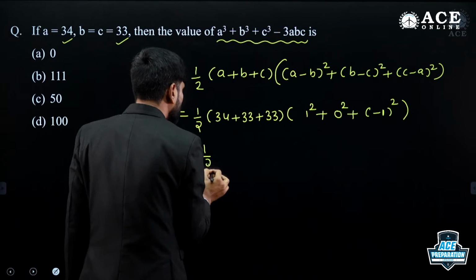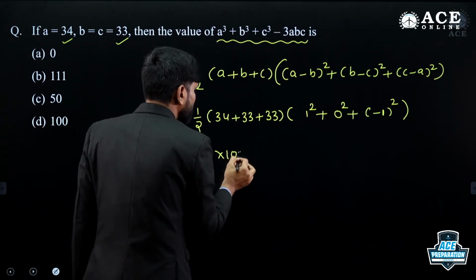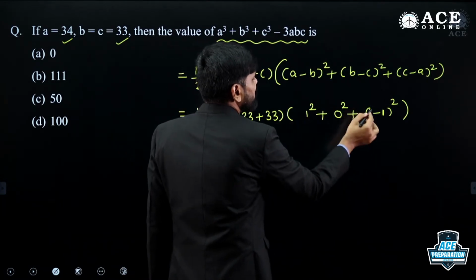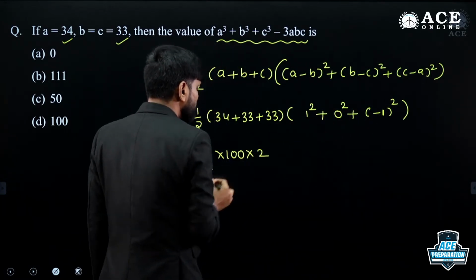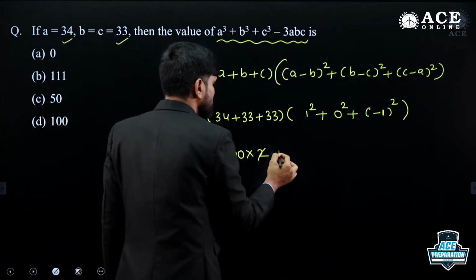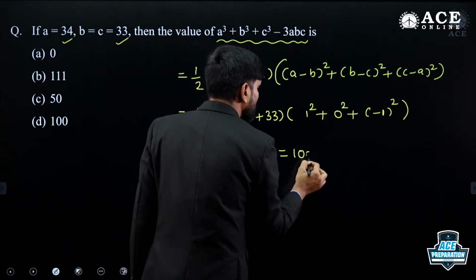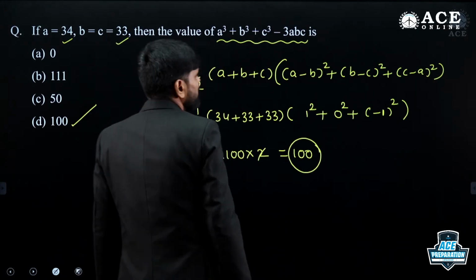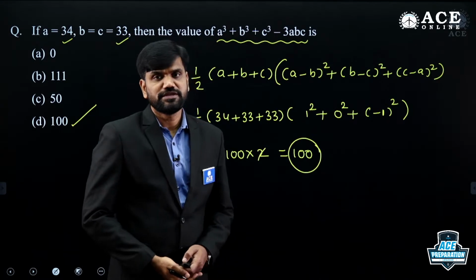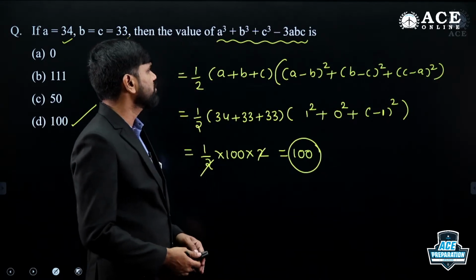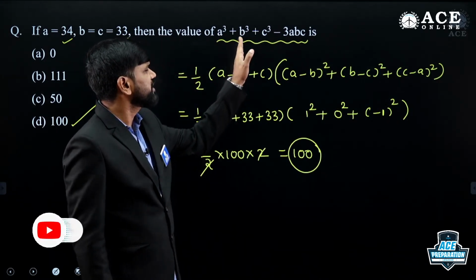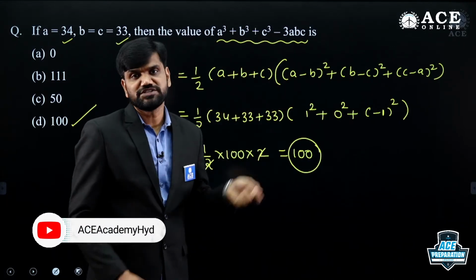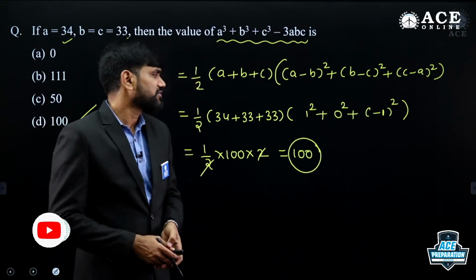This gives you how much? That is equal to half into 100 into this is what? This is 1, that is also 1. So 1 plus 1, that will give you 2. 2 gets cancelled. That will be equal to how much? 100. Hence your answer must be option D. So this is how we can convert this complicated calculation into a simple calculation if you know this relation. Please make a note of this.